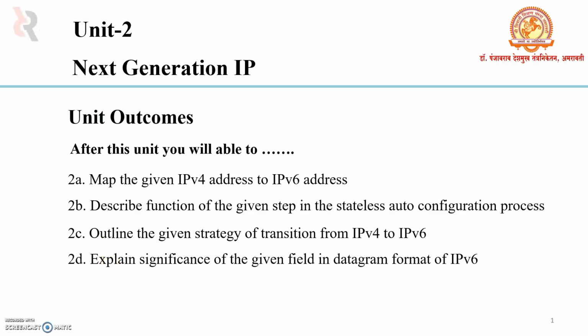Dear student, let us see the second unit of ACN Next Generation IP. Unit outcomes are: map the given IPv4 address to IPv6 address, describe function of the given steps in the stateless auto configuration process, outline the given strategy of transition from IPv4 to IPv6, explain significance of the given field in datagram format of IPv6.